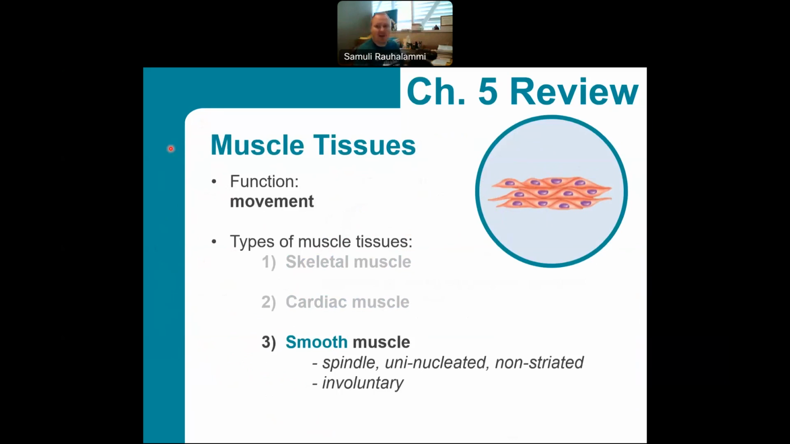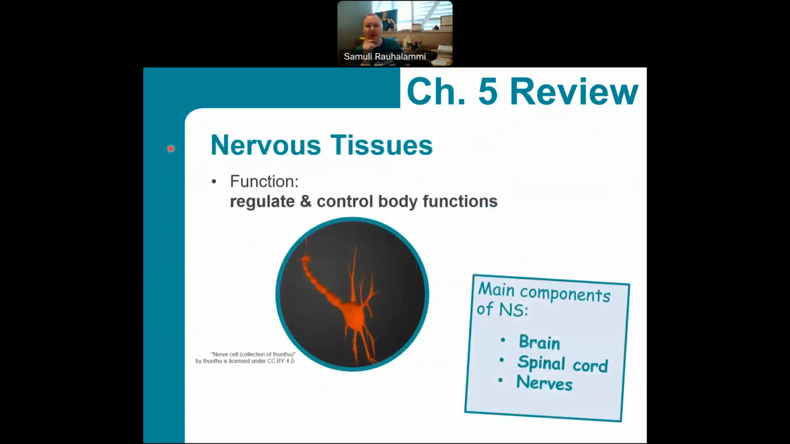So that's our muscle tissues, and let's finish off by having a look at nervous tissue. Nervous tissue's main function is to regulate and control body functions, so collecting signals, bringing them to the central nervous system, processing those signals, and passing messages from the central nervous system to other parts of the body to trigger responses. The main components of the nervous system are our brain, our spinal cord, and then other nerves that we see.